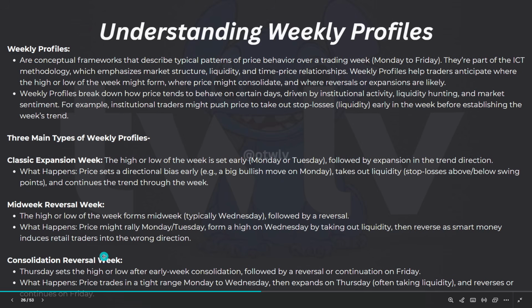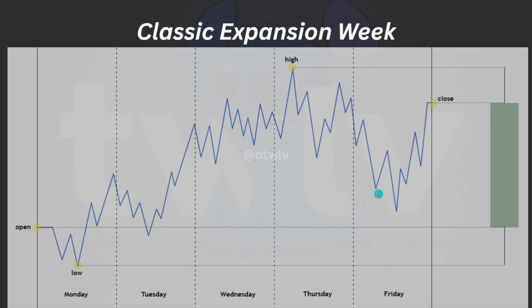Consolidation reversal week. Thursday sets the high or low after early week consolidation, followed by a reversal or continuation on Friday. So price trades in a tight range Monday through Wednesday, then expands on Thursday, often taking liquidity and reversing or continuing on Friday. So here's a schematic.